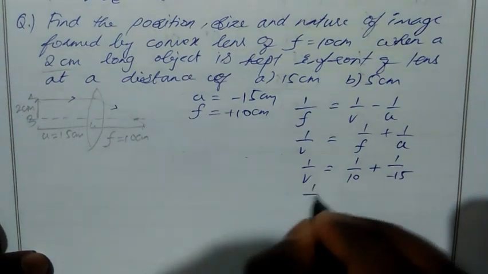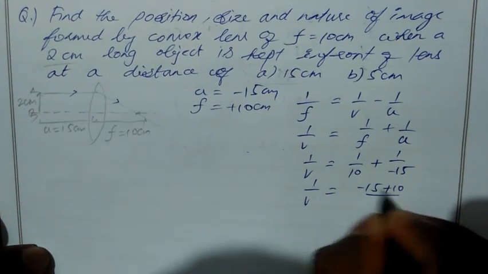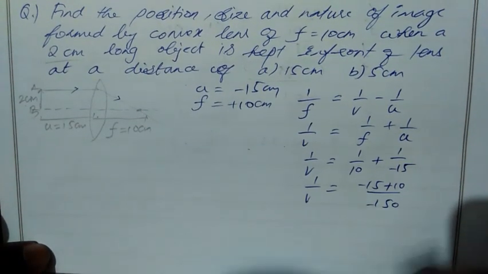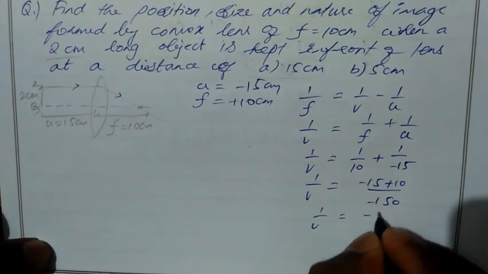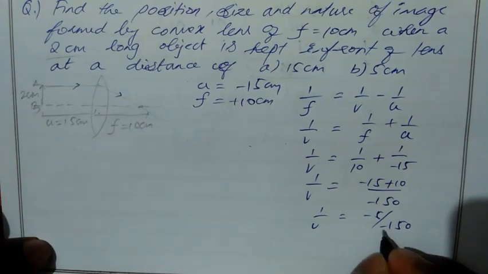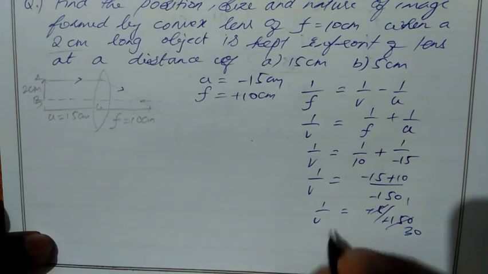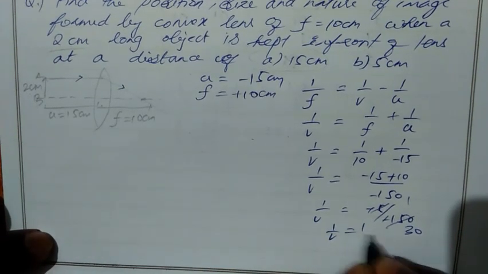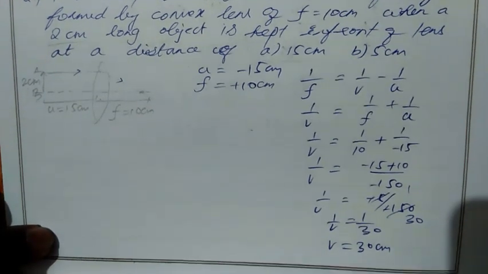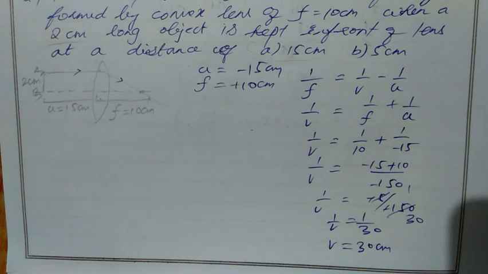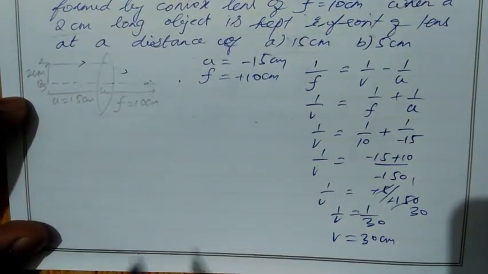Okay, so simplify this. 1 by v equal to minus 15 plus 10 divided by 10 into 15, which is 150. So 1 by v equal to minus 5 divided by minus 150. Minus minus get cancelled. 5 by 150. Here we have 1, here we have 30. So 1 by v equal to 1 by 30. Then v equal to 30 centimeter. So we have plus 30 centimeter. Okay, which means our image will form somewhere here, plus 30 centimeter.